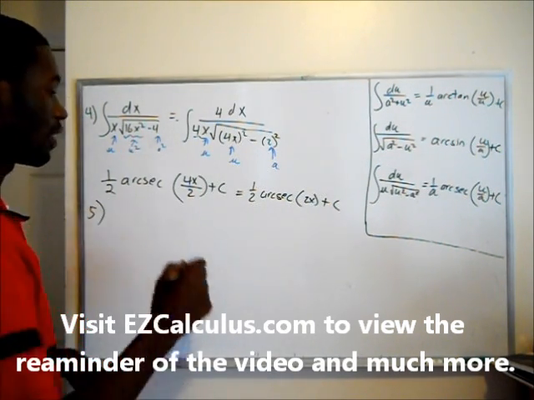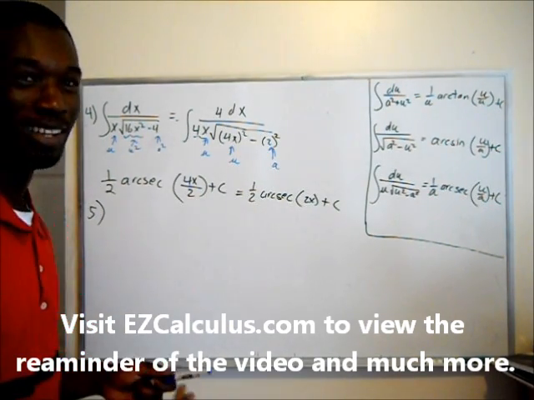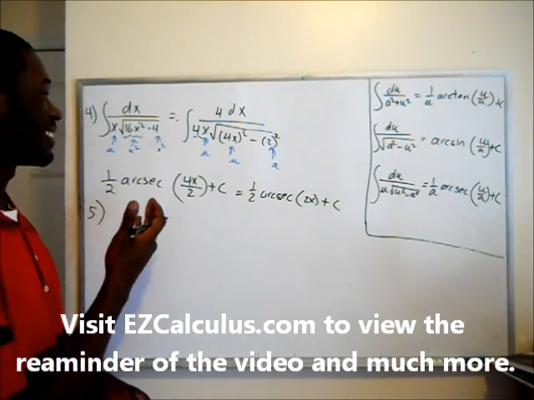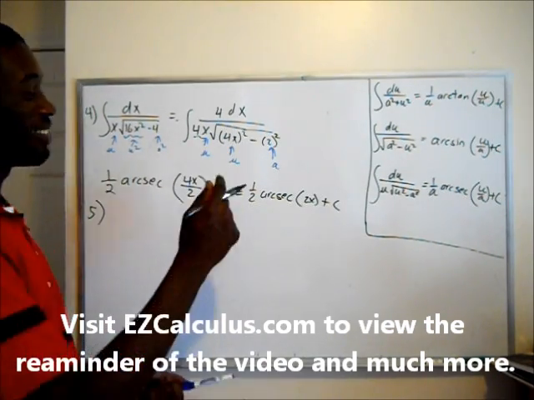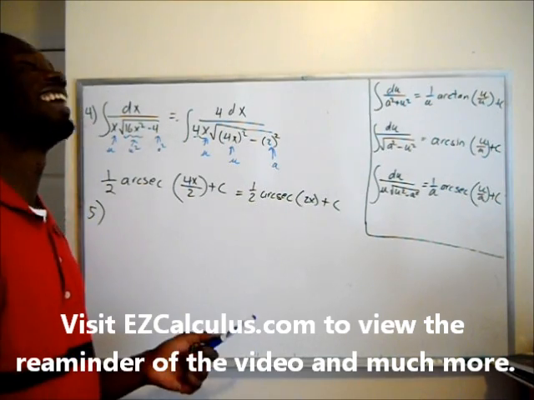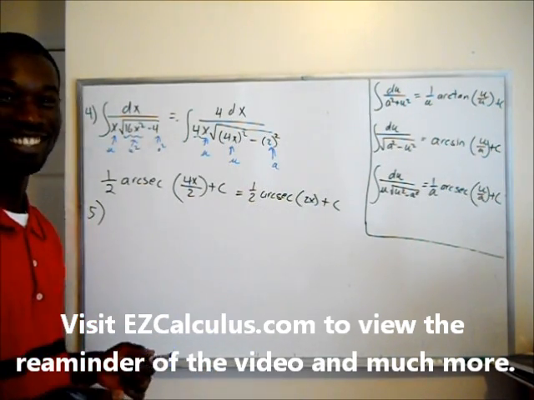Alright, so number 5. So this is a punchline. Get it? A guy walks into the bar and he says dx over x times square root of 16x squared minus 4. You know what I said? I said 1/2 arcsecant 2x plus c. Alright, let's go to number 5.